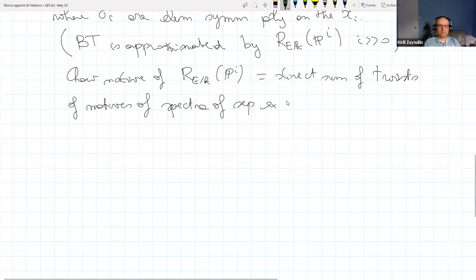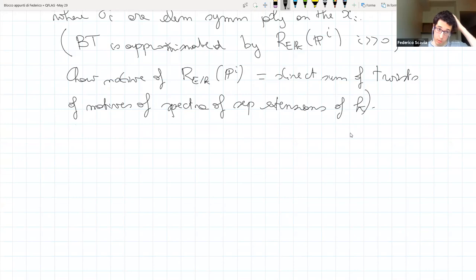So the Chow motive, I was saying, of the Weil restriction of P^i is the direct sum of twists of motives of separable extensions of K. Okay. And for these, we know that Galois descent holds. And then if one chooses an extension with a certain Galois group, one can compute the Chow ring of the corresponding Weil restriction. In particular, this ring is always torsion-free because it's contained in some polynomial ring over Z.